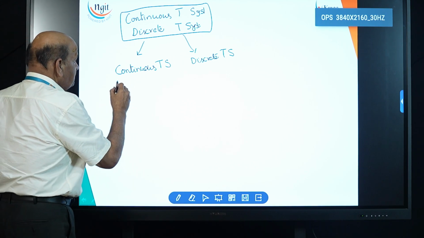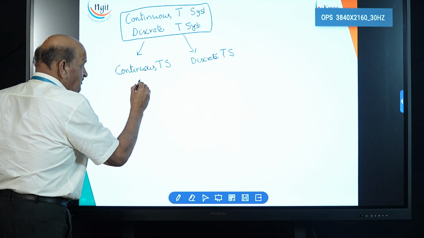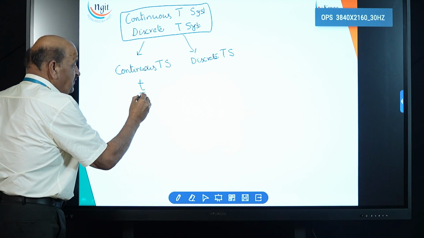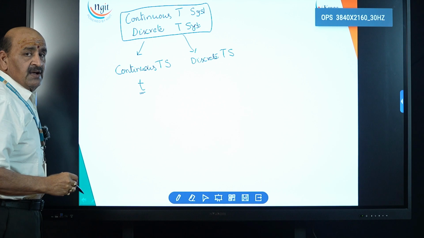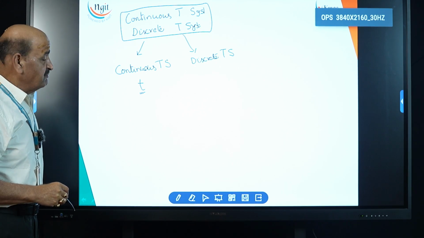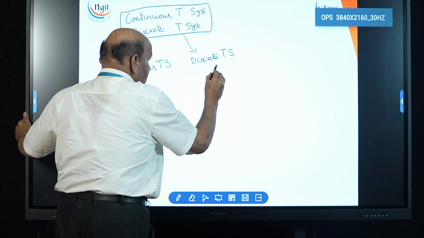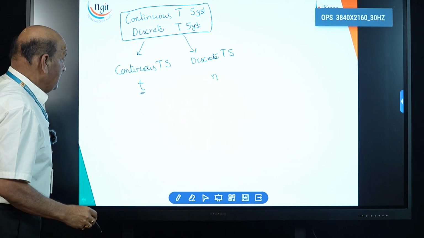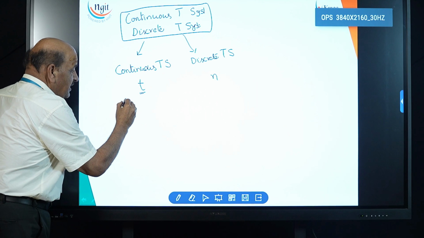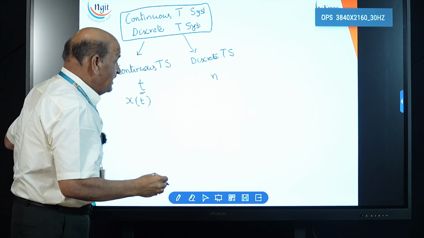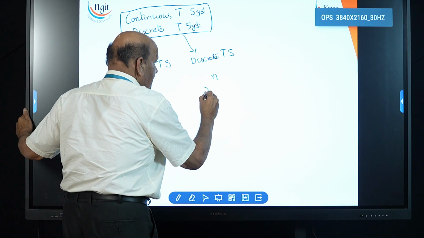Now, look at a continuous time signal, always denoted by small t, where time is the independent variable. It depends upon continuous time. The discrete one depends upon discrete time, small n. Here the signal is modeled as x of t. Here the signal is modeled as x of n.